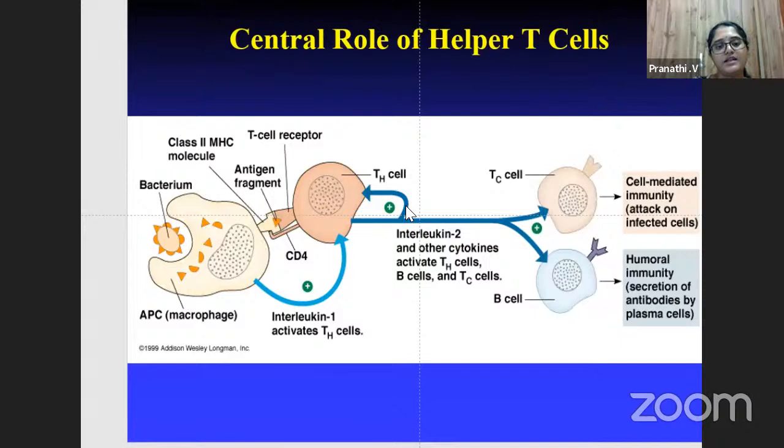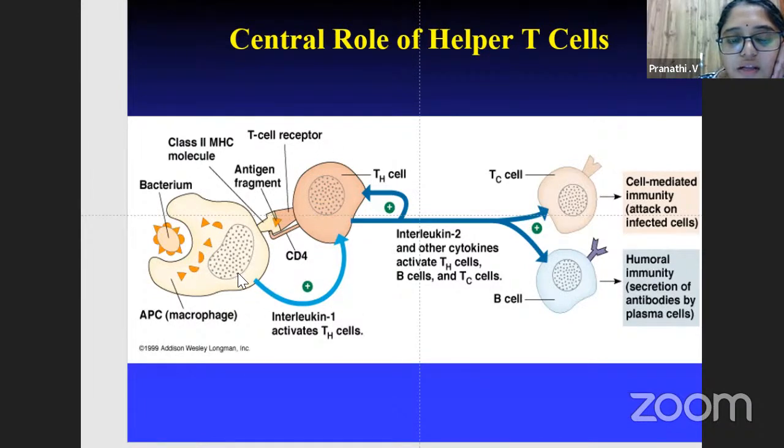Now we have something called the helper T cells. You can see that you have class 2 and class 1 major histocompatibility complex. This is the helper T cell. It has a CD4 area, which identifies it as a helper T cell. And this is your macrophage over here, and this is the bacteria. Your antigen fragment is over here. This is the T cell, so this is going to activate.